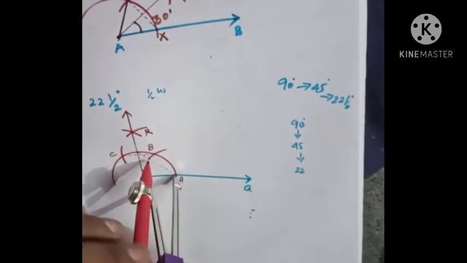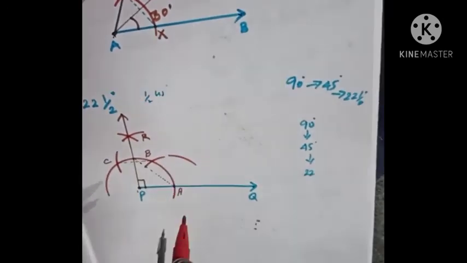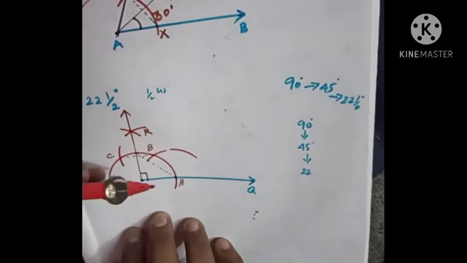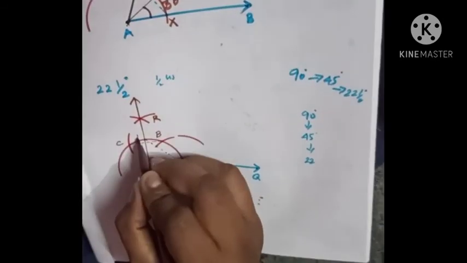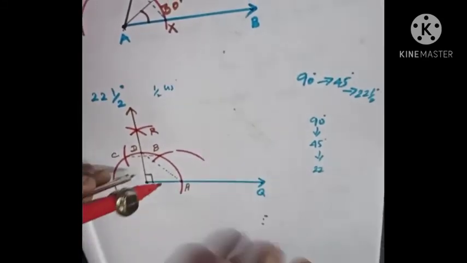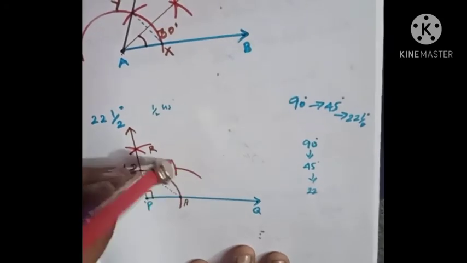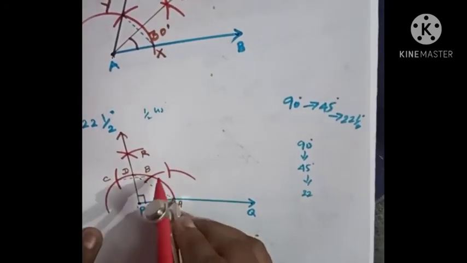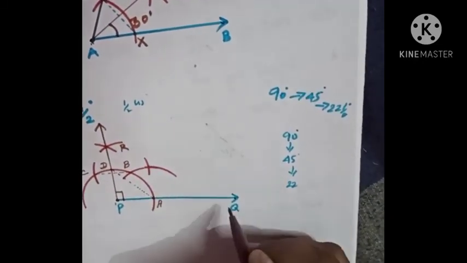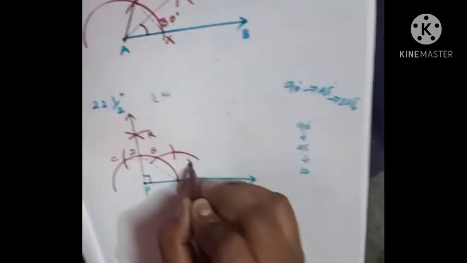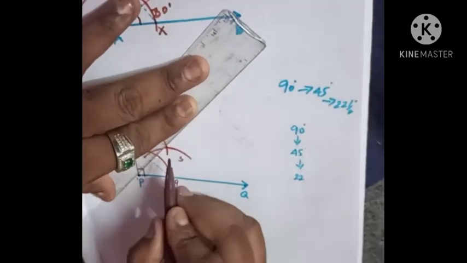I take another arc above here, and I keep this here. I name this one as D. I keep D as center and draw the arc to cut the previous one. It does not cut, so you need to cut it clearly. Now you got it. On PQR, I take it as S. Now I draw a ray PS like this.